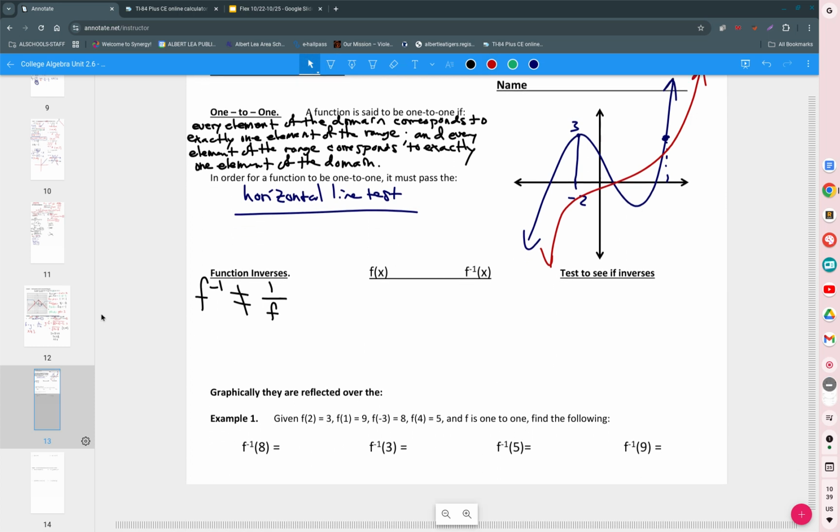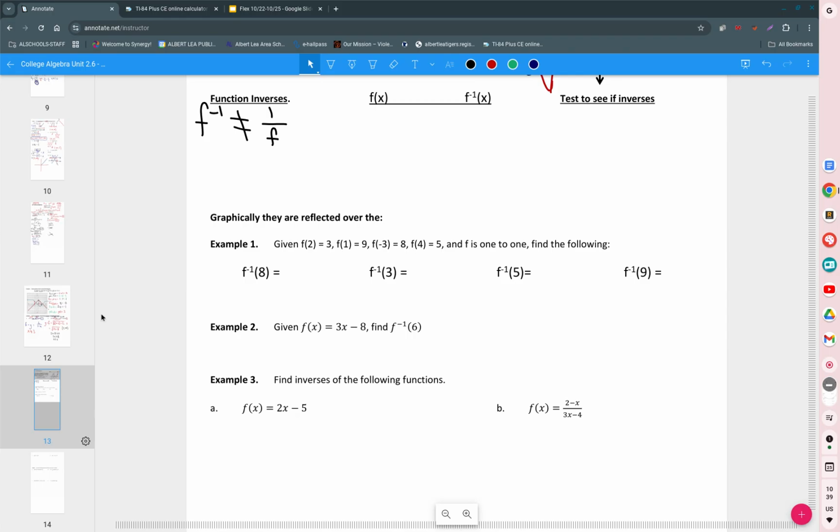So let's get to the big deal today, which is talking about what is an inverse. Inverse does not mean we flip it upside down. Inverse is the following. Inverse of a function means that all the domain values change to the range values, and all the range values change to the domain values. Or in other words, all of the x's become the y's, and all of the y's become the x's. They exchange.